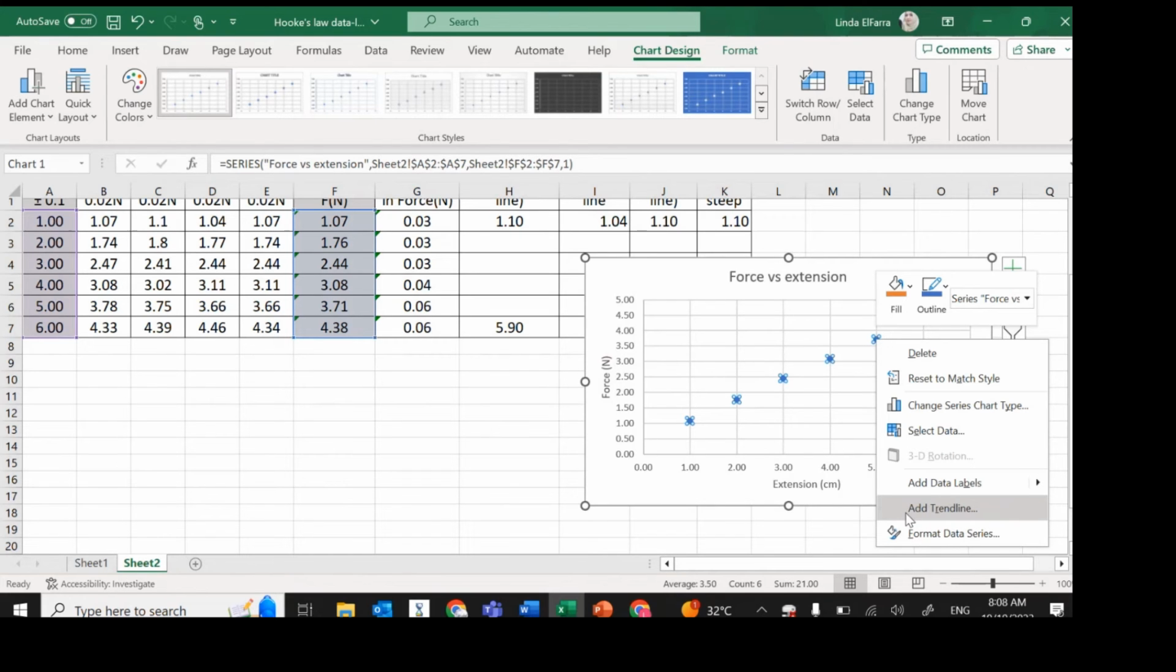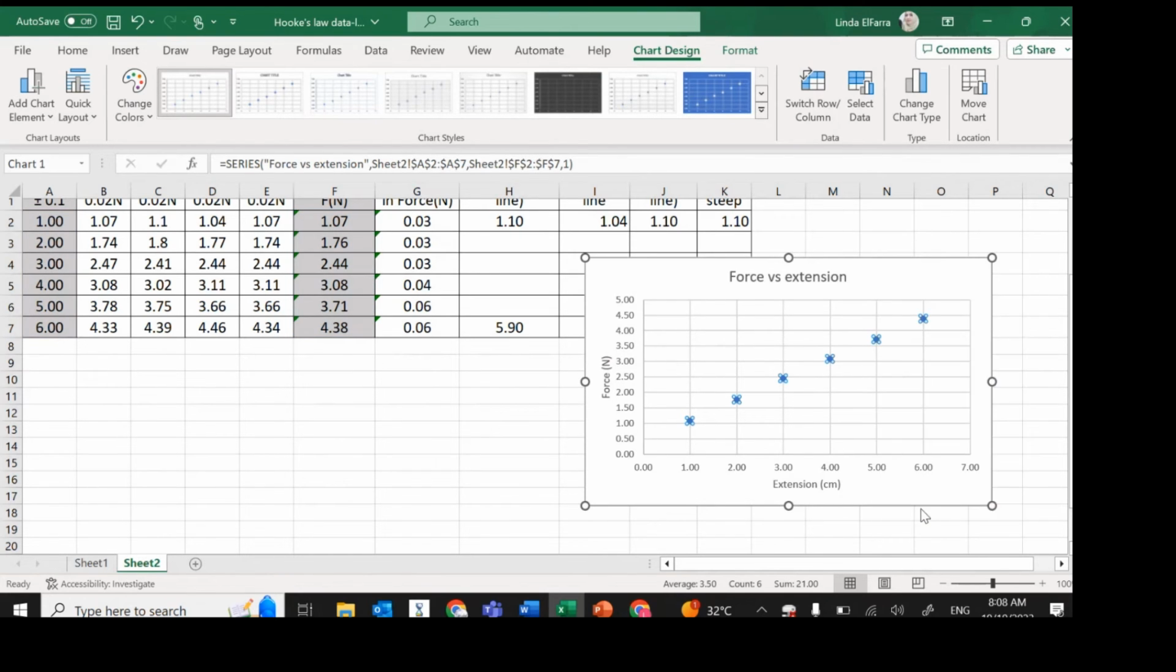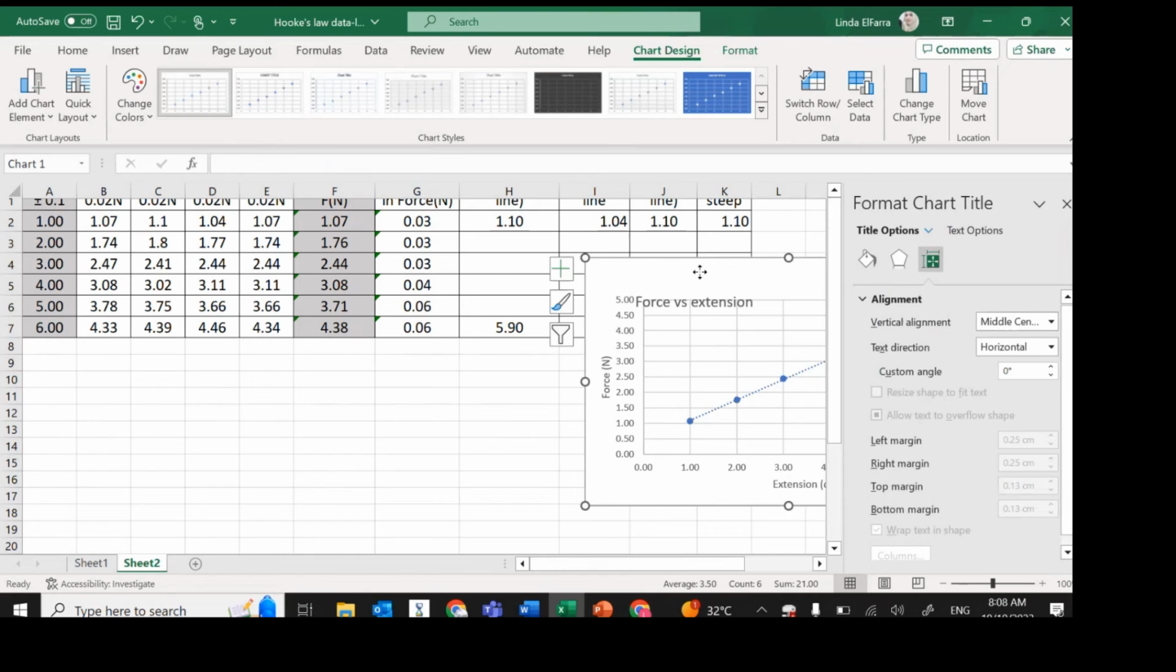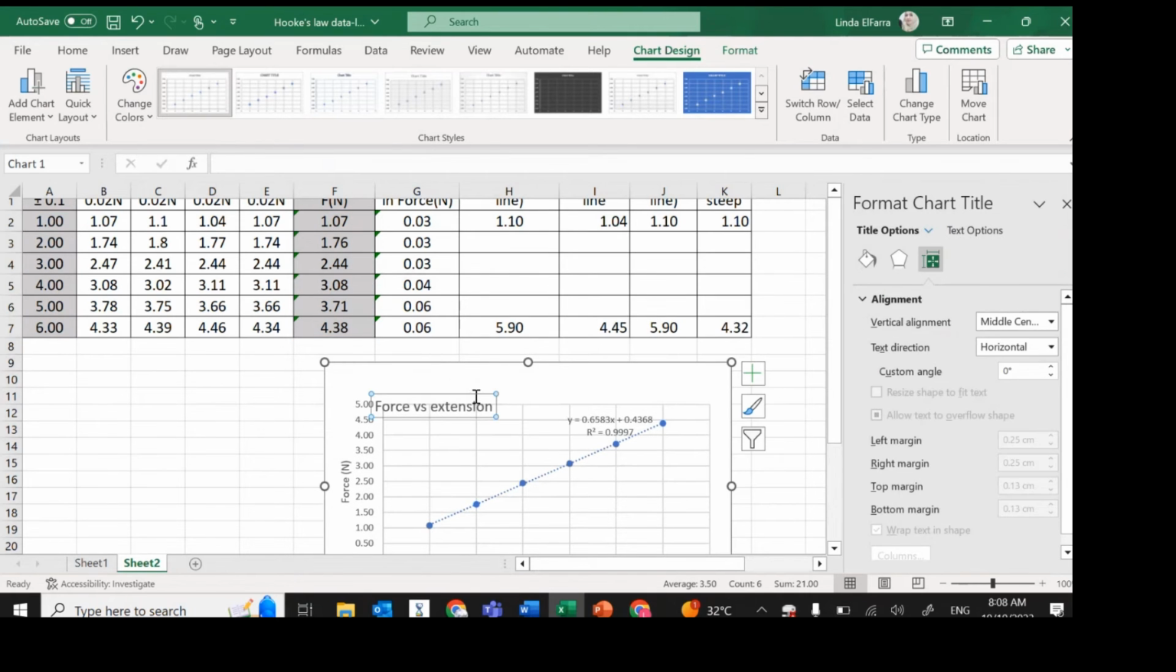Right click again. We can select add a trend line and display the equation. Choose this one and display r squared. This tells you how accurate our variable is; if it's close to 1, it's going to be more accurate, of course. The more we have correlation. So this is the value of the slope, and of course the slope will represent the spring constant, which is 0.65.